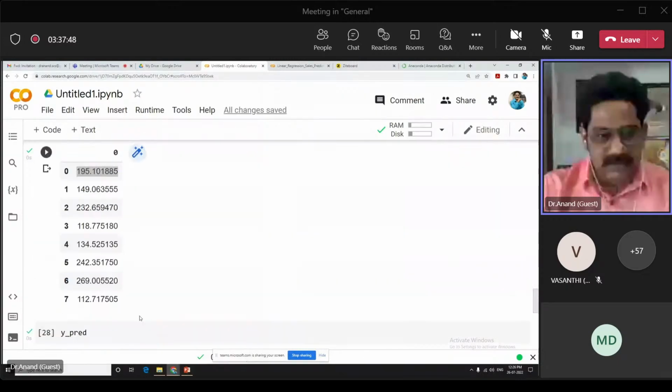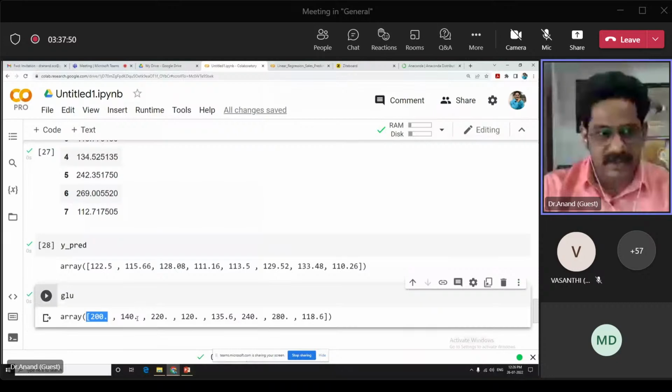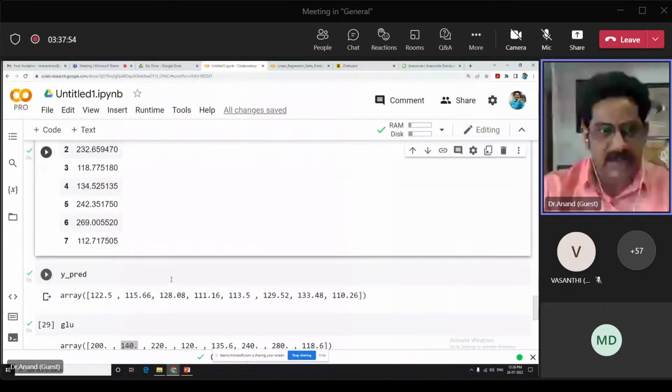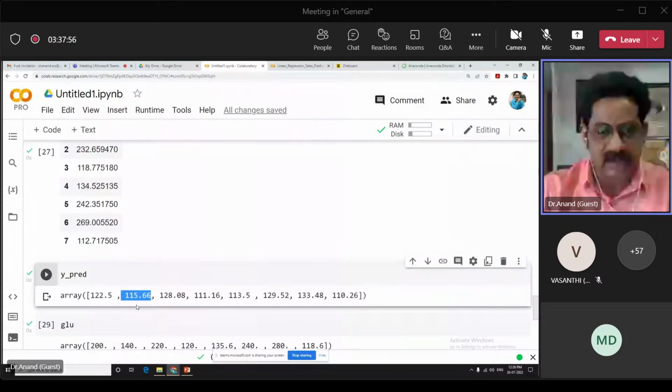Similarly, the second is 140. Our best fit line predicts 149.06, but the randomly selected slope and intercept predicts 115. It's a very poor score.